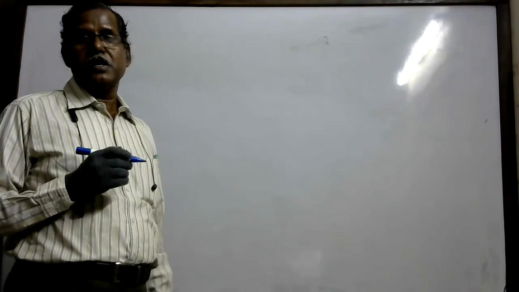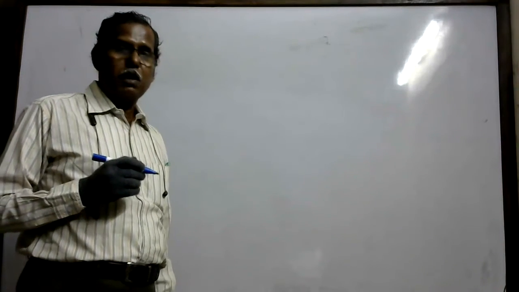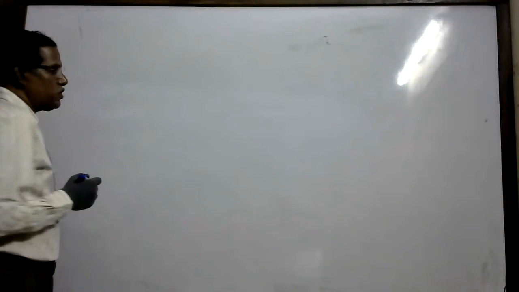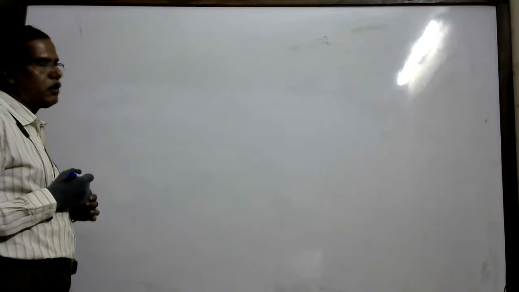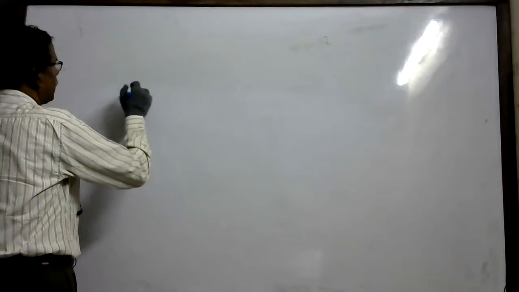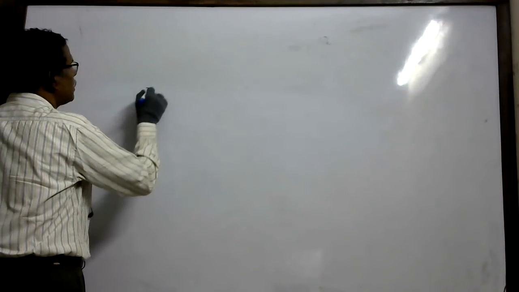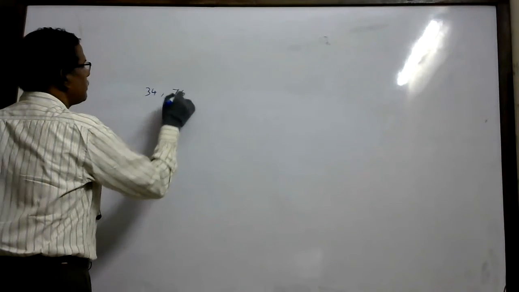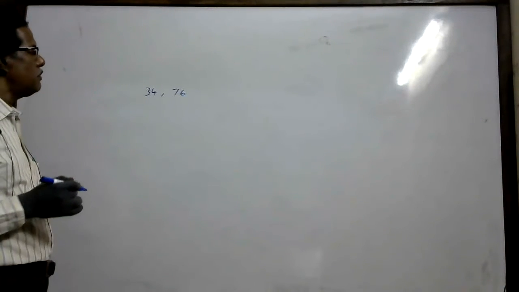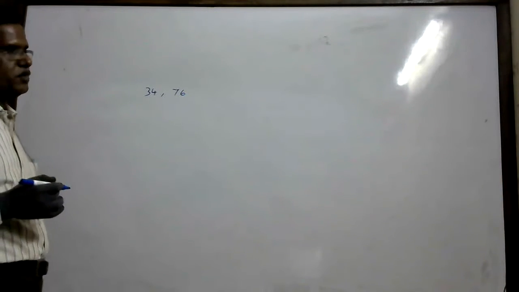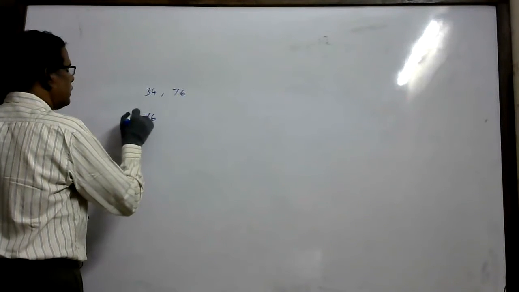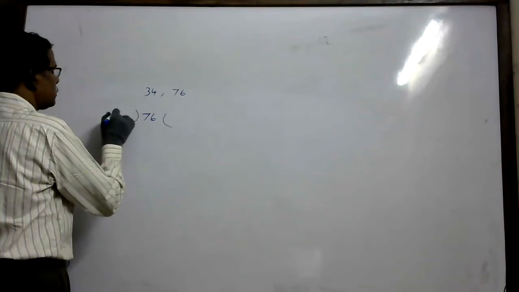Today we are going to see the GCD of polynomials, 10th standard portions. By using Euclid's division algorithm, we can find the GCD of two numbers. For example, we take the numbers 34 and 76. How can we find the GCD of these two numbers by using the Euclidean division algorithm? Take the big number 76, divide this number by the small.